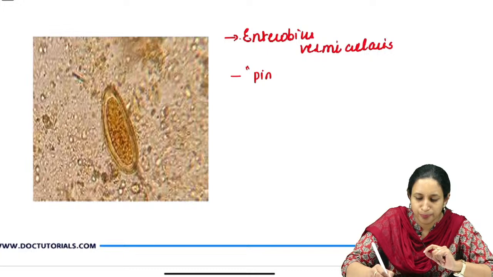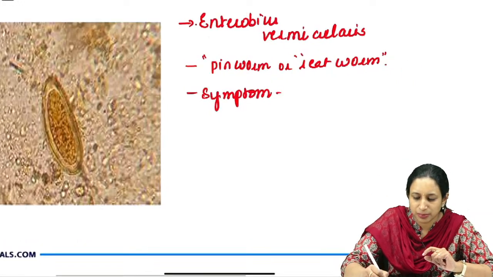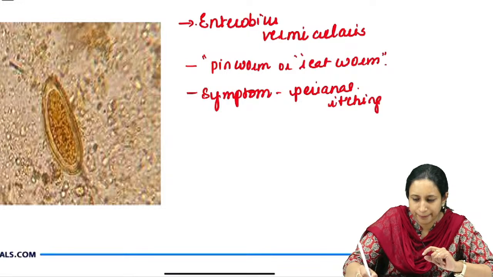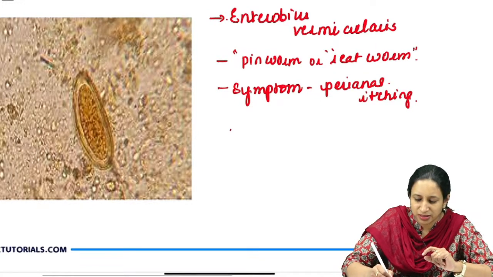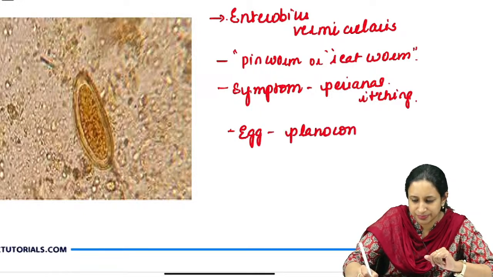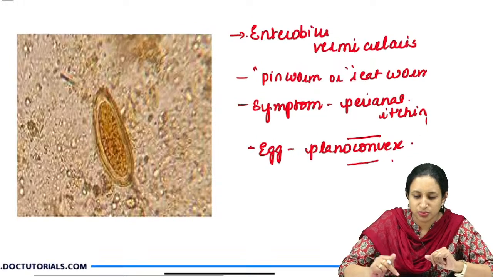It's called pinworm or seatworm. And what is the main important symptom? It presents with perianal itch. And when it comes to the egg, you can see that it is plano-convex. Plano-convex egg, which you can see for Enterobius vermicularis.